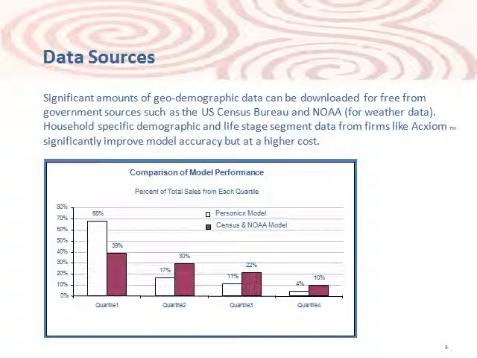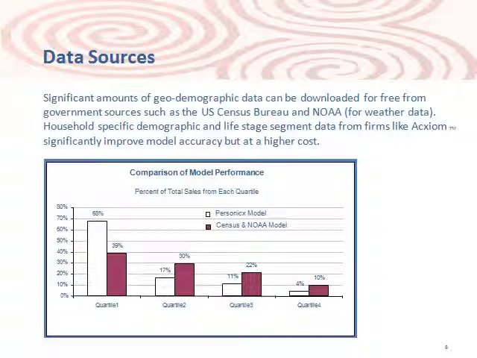Now in the chart at the bottom, we see a comparison of model performance for a model that was built using only free data, which is the census. It was census data, and there are literally hundreds of data elements you can download from the census, as well as NOAA heating degree day information.